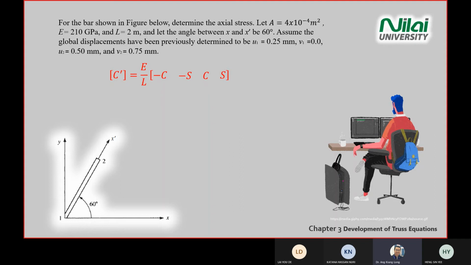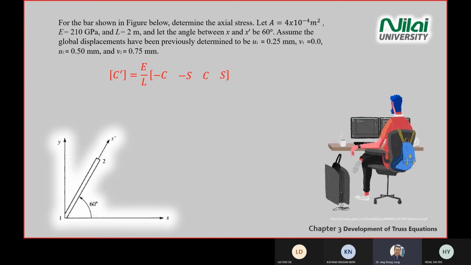Okay, Lai, what does S stand for? Sine. So what is the answer for the sine value in this case? 0.866. Okay, good, excellent. So the rest is just substitution. E value is given. So E is 210 giga. Giga is 10 power 9. L is 2 meter. So again, before you solve a question, make sure you are using the correct unit.